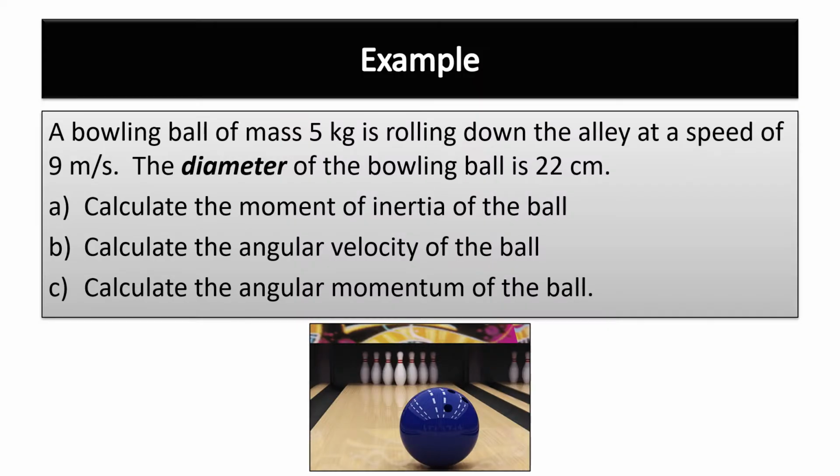Let's do an example. It says a bowling ball of mass 5 kilograms is rolling down the alley at a speed of 9 meters per second. The diameter of the bowling ball is 22 centimeters. Calculate the moment of inertia of the ball, calculate the angular velocity of the ball, and then once you have those two, calculate the angular momentum of the ball. Pause the video if you want and try this out.